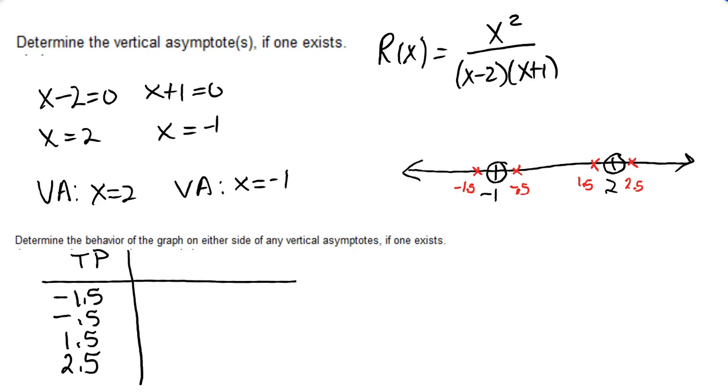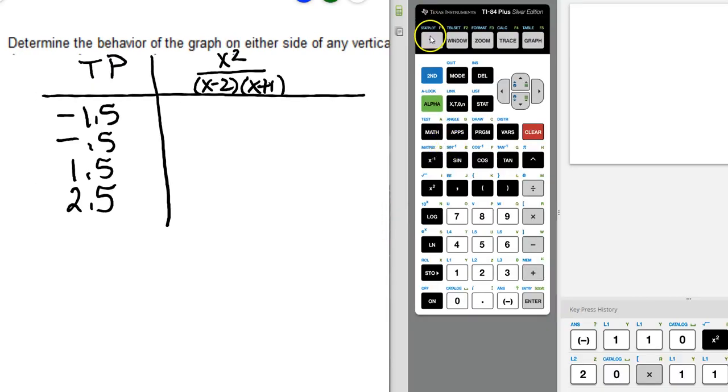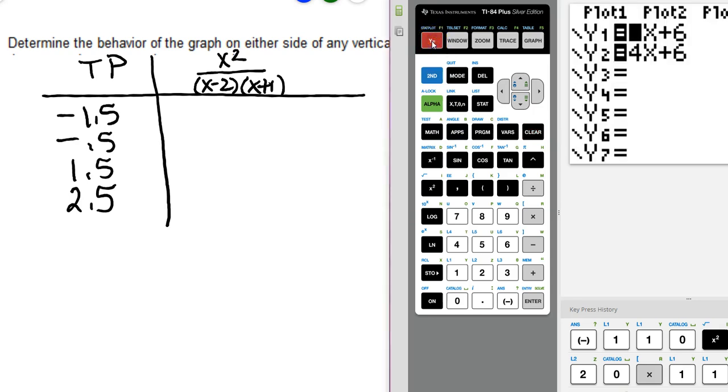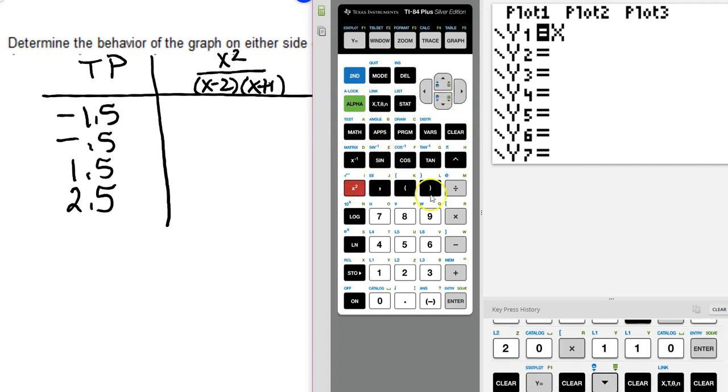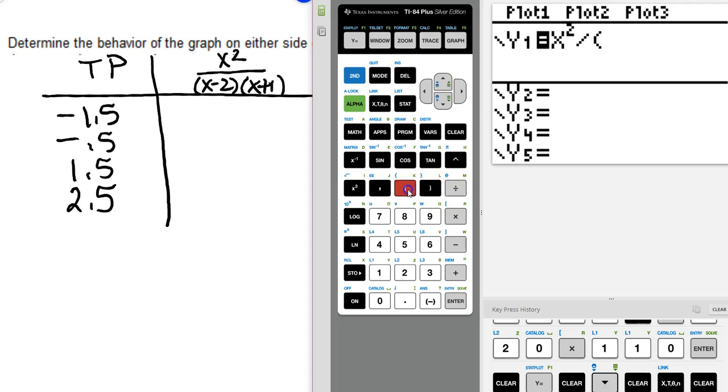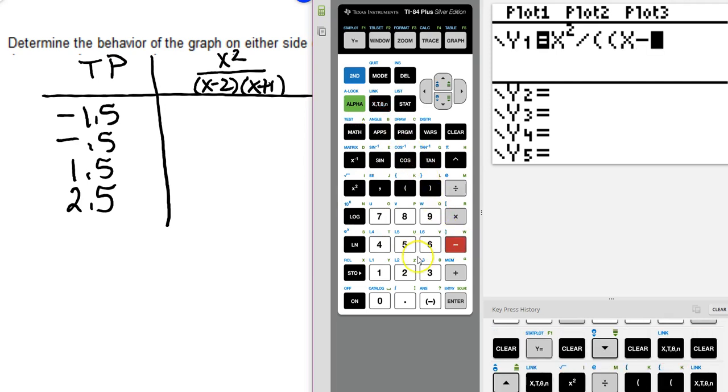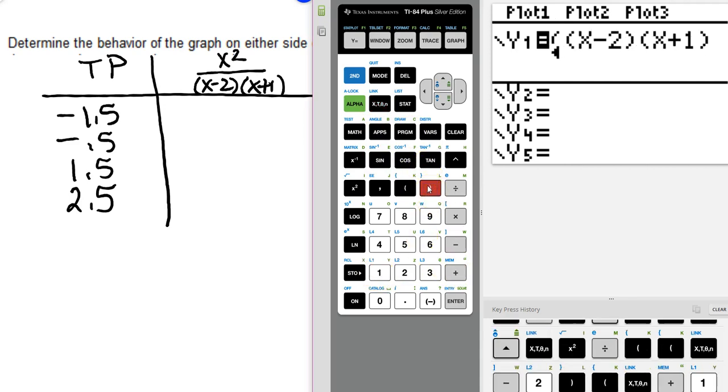It might be helpful to do this with the calculator, but we're going to substitute into x squared over x minus 2 times x plus 1. You can certainly do this by hand, but I'll show you some features in the calculator that are helpful. So in my y equals menu, let me adjust this a little bit so you can see the whole thing. In my y equals menu, I will type my function. Let me do that in y1. X squared over, I'm going to put double parentheses, x minus 2 and x plus 1. And close that double parenthesis.